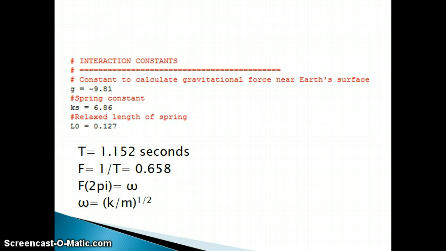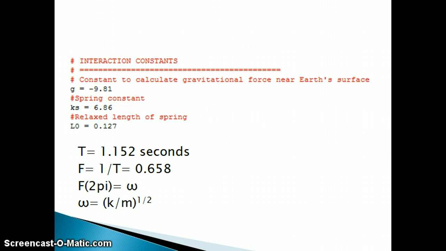And to solve for ks, we first had to find the period. We found that by finding 2 points that were at approximately the same position at different times and calculating the time between the two. We found that it was approximately 1.152 seconds. This value represents the period, the time it takes to go through one entire oscillation. We then divided 1 by this value to get the frequency, which we found to be 0.658.